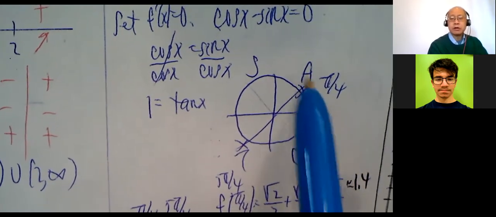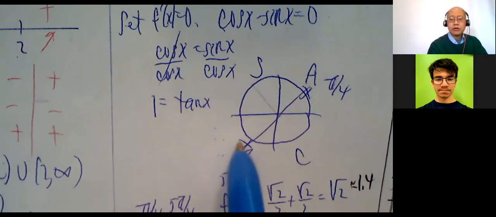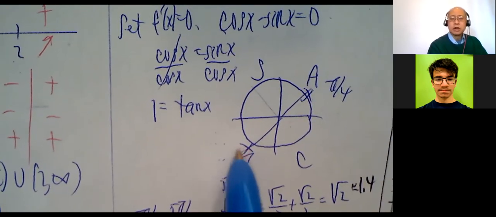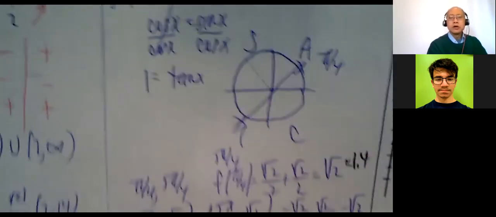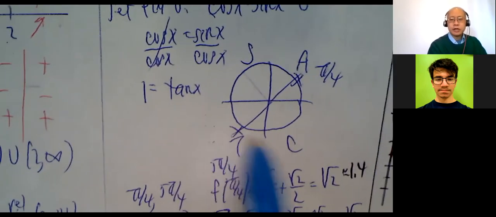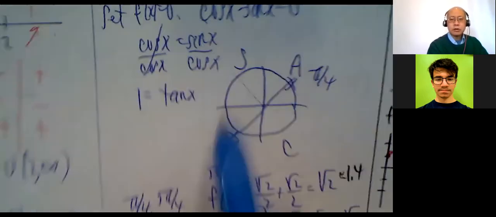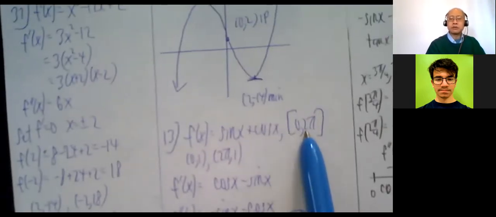On a unit circle, you might recall both x and y are radical 2 over 2 right here, and over here they're both negative radical 2 over 2. So when you divide them, the ratio, you get 1. So my critical numbers are pi over 4 and 5 pi over 4. Now you might say from trig, well, what about going around the circle and backwards? That's true, but they only want us to go for one period, between 0 and 2 pi.